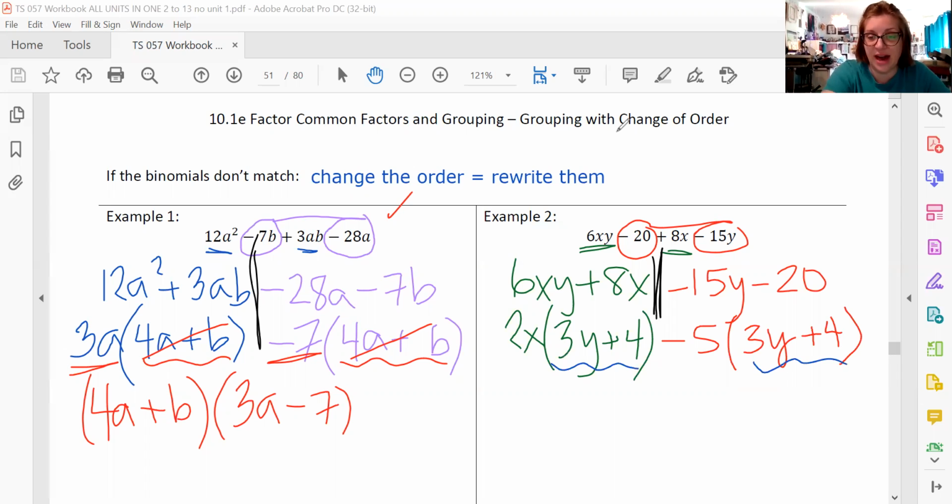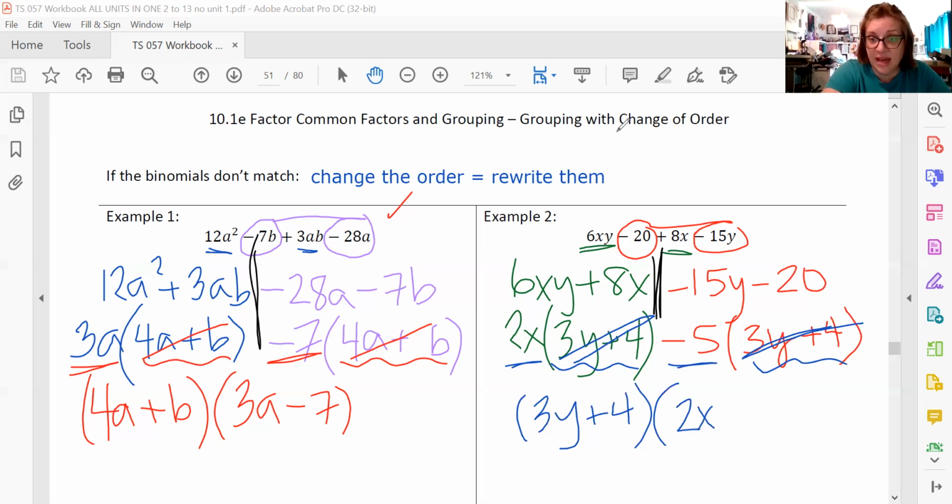look at that. These two guys are the same. So I can factor those out. And then come back and rewrite for my second parentheses everything that's left. So using grouping and changing the order, I am able to factor this polynomial out into 2 nice and neat binomials. Let me know how it goes.